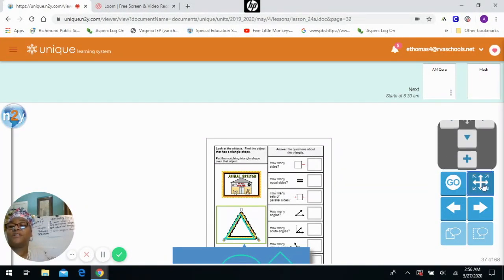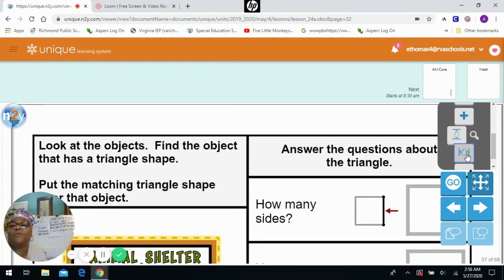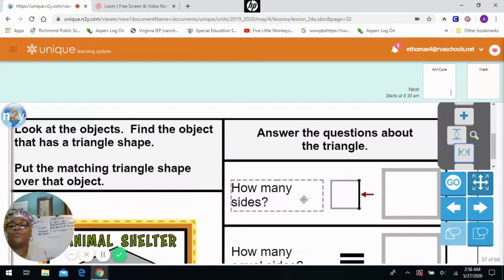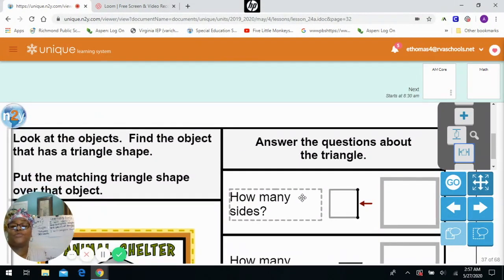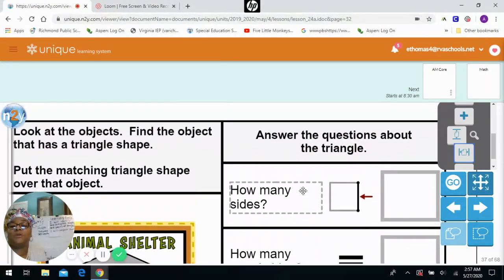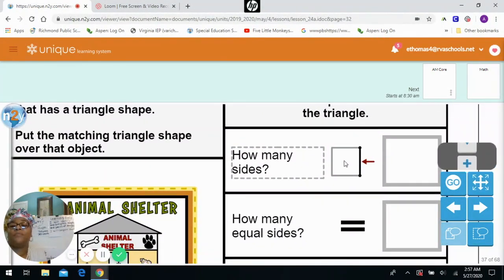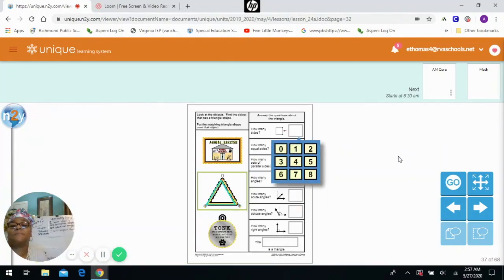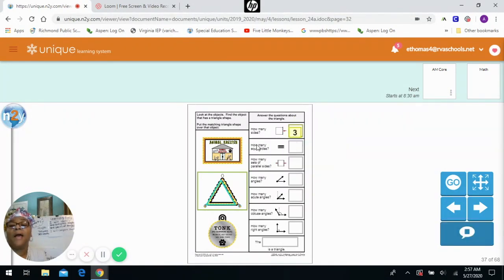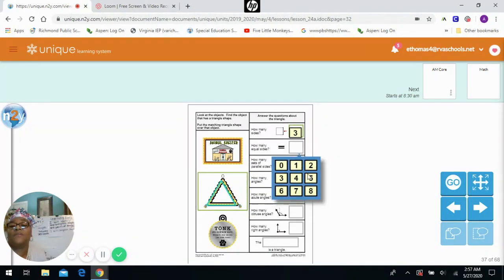Now remember, we just did our charts, so that's what they're talking about. So if you've cut your paper out, then you can look at that to answer your questions. So how many sides? We're talking about a triangle. What did we say it was? 3. Yes. How many equal sides does it have? Yes. 3.